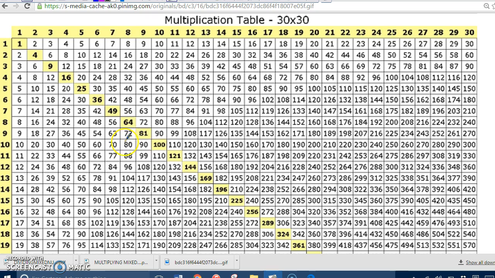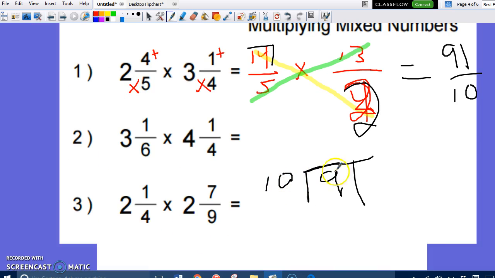10 will go into 91. There's 90, but then it goes to 100. So I've got to go to the closest thing. So that's 9. Okay? So I know that 10 will go into 91 9 times. And then remember what we do with the long division is you multiply.